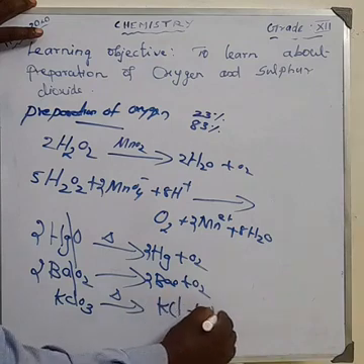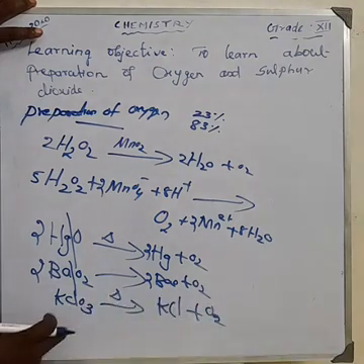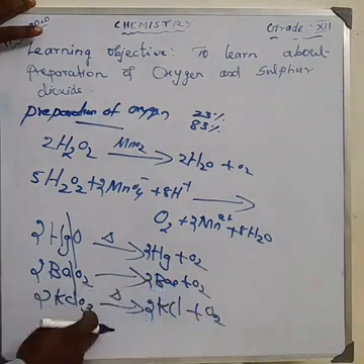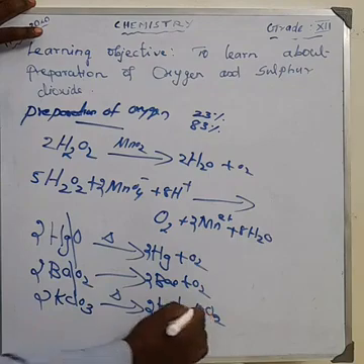KCl plus O2. How can you balance the equation? 3 oxygen, 2 oxygen. Make it 2 here. Now oxygen is 6. So 3 here.